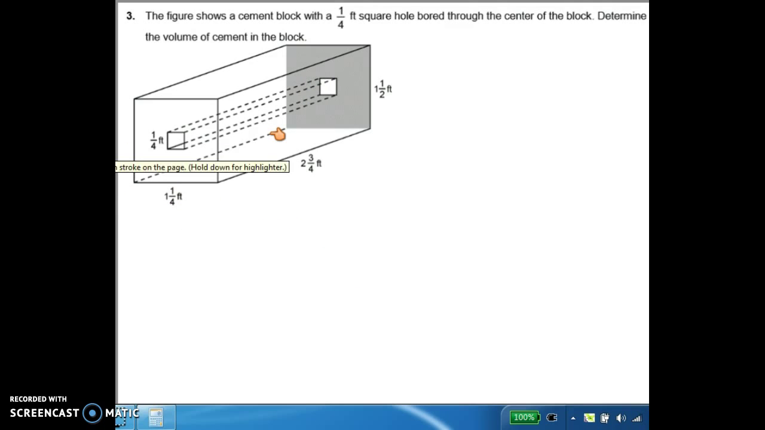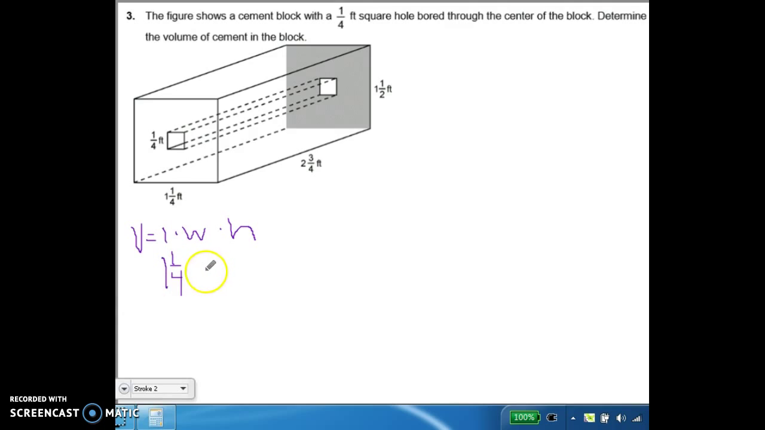Let's start by finding the volume of the cement block. Do you know how we do that? Remember, volume is length times width times height. So let's use substitution. We have 1 1/4, times 2 3/4, times the height, which is 1 1/2. So all of those multiplied together.